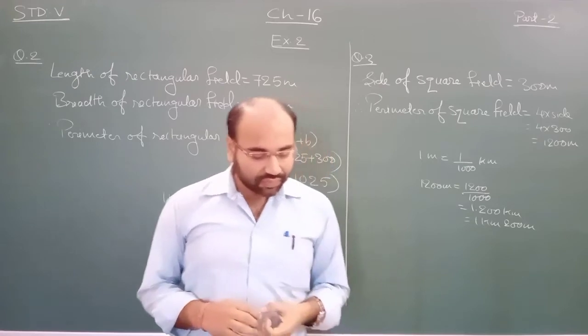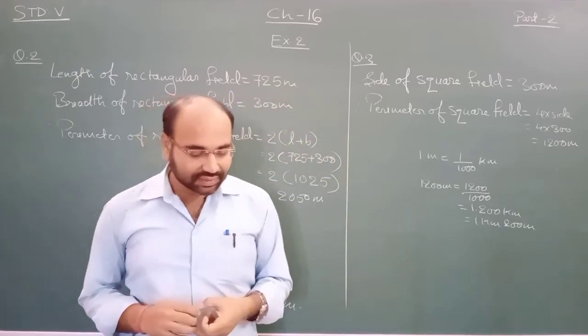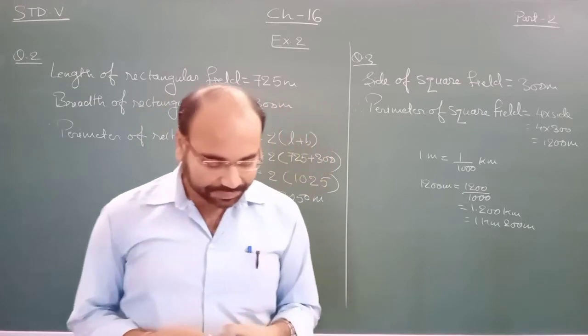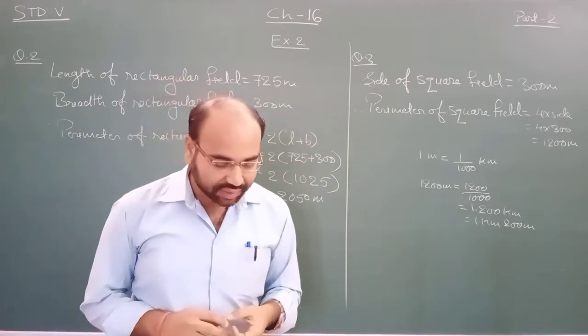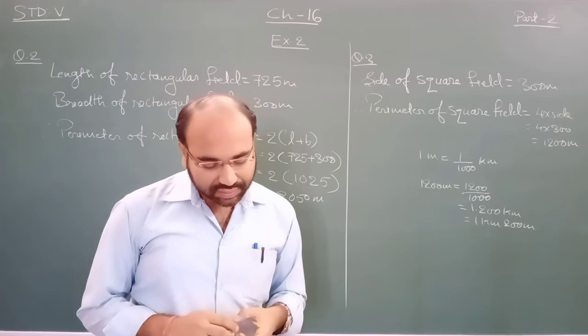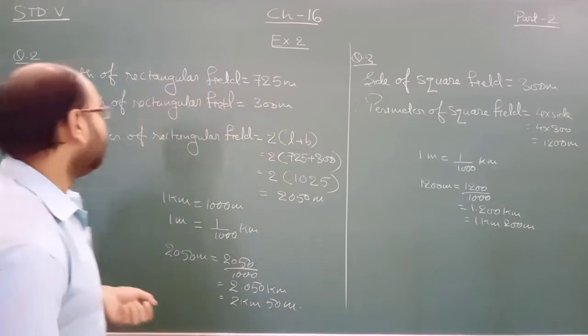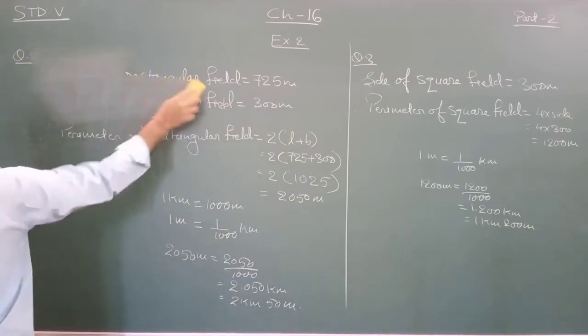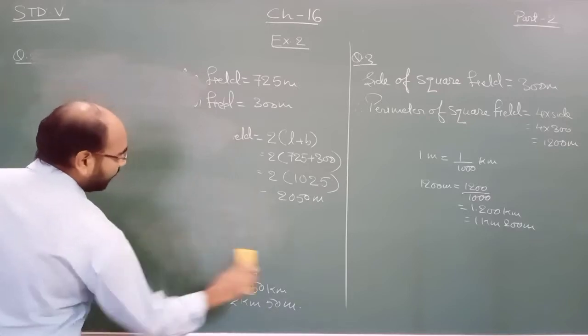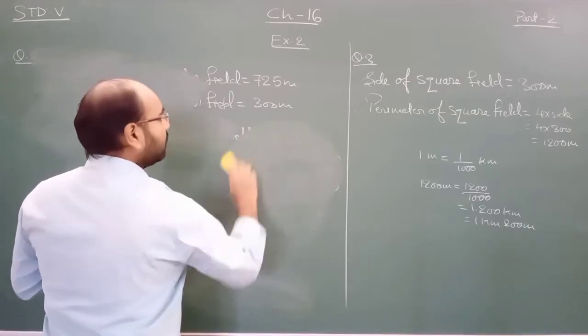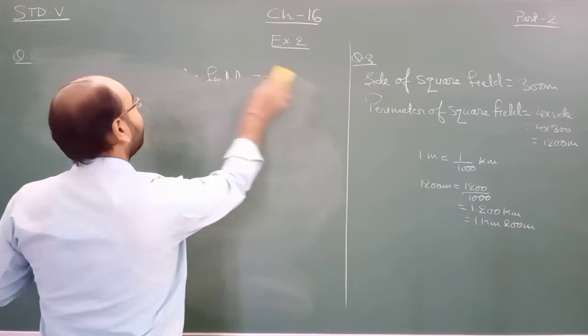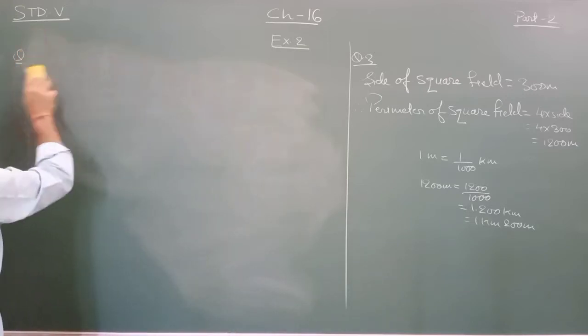Now question number 4. It is given: a square field has a side of 525 meter. I ran 2 times round it. How much distance do I travel? Now there is one square field, and he has to go around it 2 times. So how much distance is covered, that we have to find out.